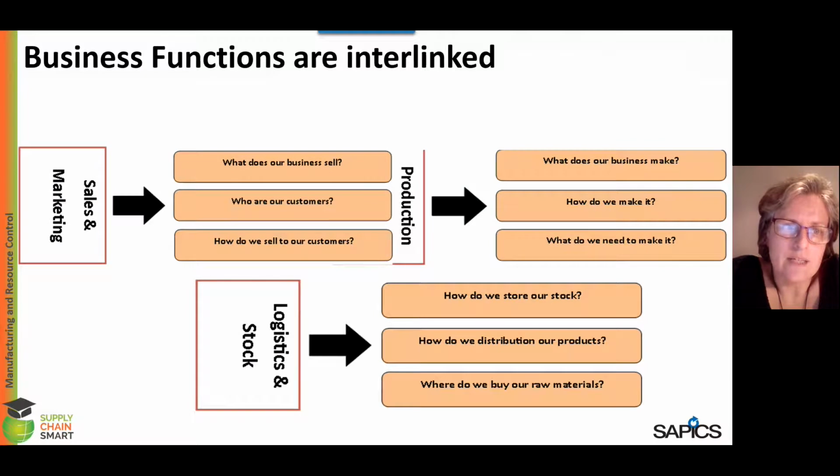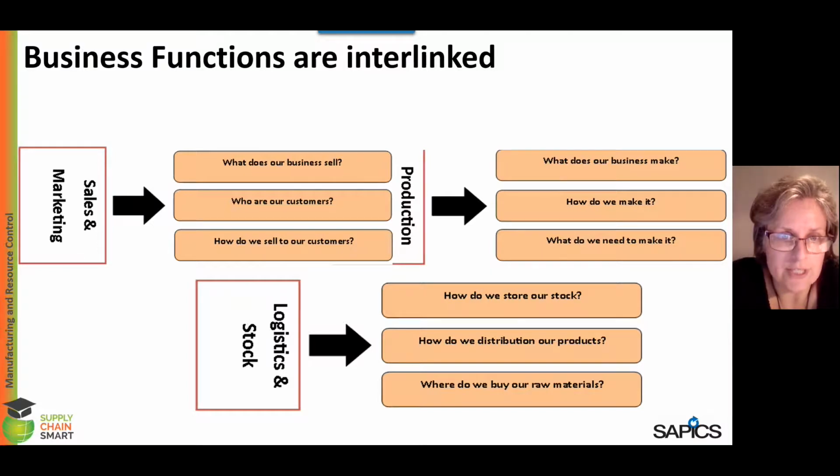The first thing we need to understand from a manufacturing and resource control perspective is that all your business functions are interlinked. Sales and marketing, logistics, and production all work together to make your business work. So from a sales and marketing perspective, it's important to understand what does our business sell? Who are our customers and how are we selling to them? Because without our customer, we have no business. From a production perspective, we have to understand what does our business make? How do we make it? And what do we need to make it? This is the concept of what the product is. So we need customers and we need a product in order to have a business.